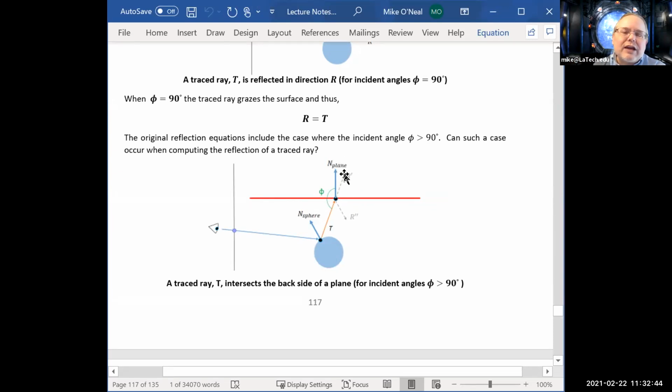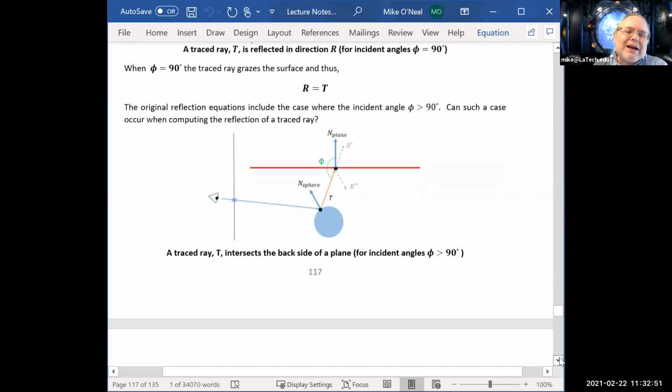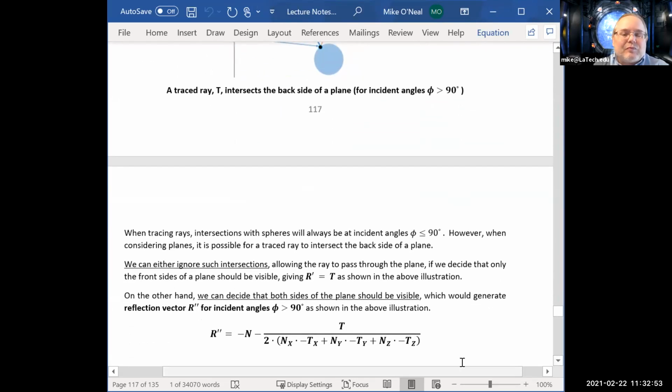So I'm showing here as two little dashed lines, R prime, reflection prime, and reflection double prime. If you're just passing through it, then R prime is just equal to T. There's nothing to do because it didn't hit anything. I just zoomed right through it.